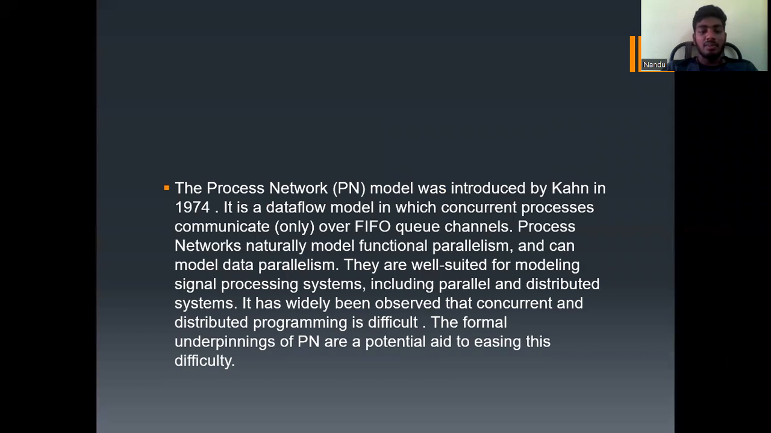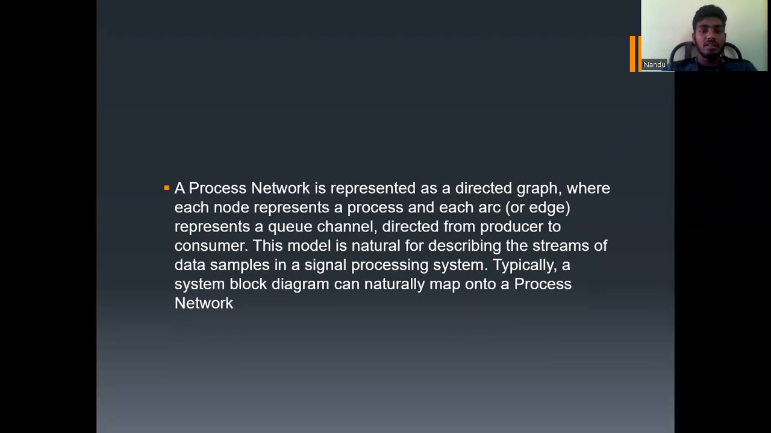It has widely been observed that concurrent and distributed programming is difficult. The formal underpinnings of PN are a potential aid to easing this difficulty. A process network is represented as a directed graph, where each node represents a process and each arc represents a queue channel directed from producer to consumer. This model is natural for describing the streams of data samples in a signal processing system. Typically, a system block diagram can naturally map onto a process network.